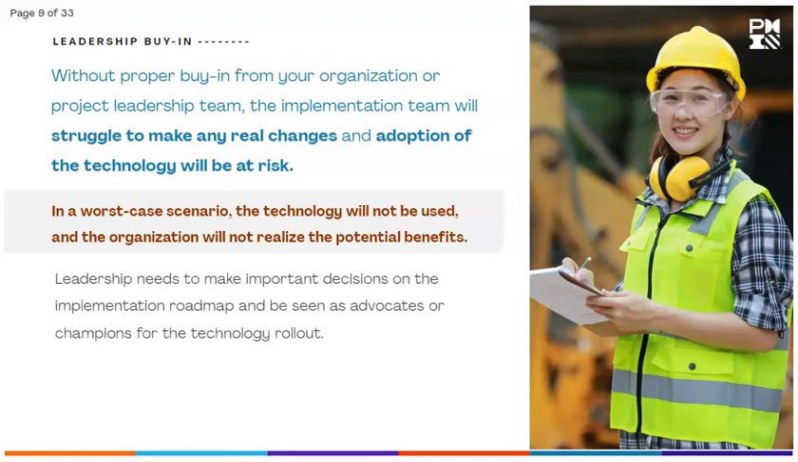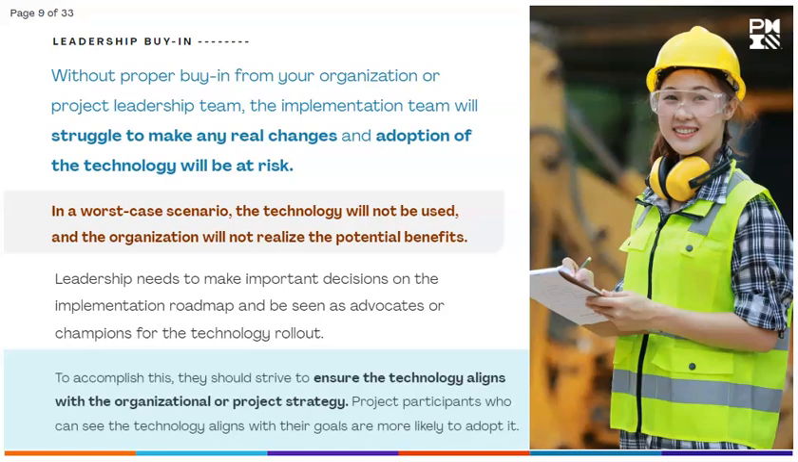Leadership needs to make important decisions on the implementation roadmap and be seen as advocates or champions for the technology rollout. To accomplish this, they should strive to ensure the technology aligns with the organization's or project's strategy. Project participants who can see the technology aligns with their goals are more likely to adopt it.